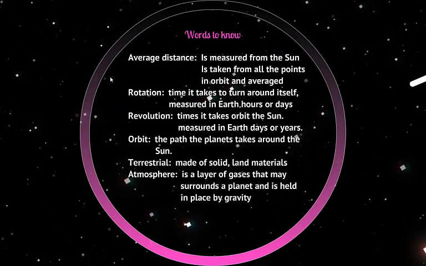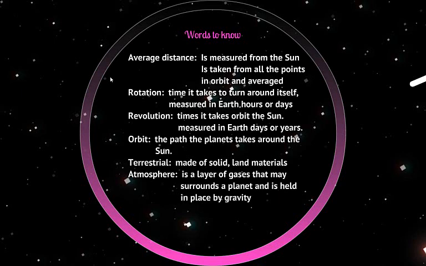First, we're going to talk about a little bit of vocabulary and some words that you'll need to know because we'll use them for each of the inner planets. Average distance is the distance measured from the sun. It is taken from all of the points in orbit and averaged. Because the planets don't move in a perfect circle, sometimes they're a little bit further or a little bit closer to the sun. So we talk about the average distance.